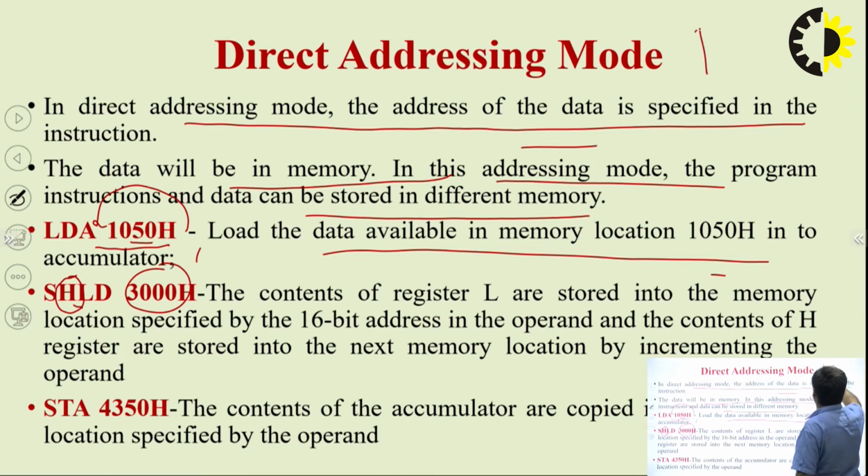Let us see, there is some stack, and the HL register pair holds some value. After this instruction, this value will go into 3000H. The contents of register L are stored into the memory location specified by the 16-bit address in the operand, and the contents of register H are stored into the next memory location by incrementing the operand. So after executing it, the value will go into the next memory location. For example, if this is memory location 2000H, the HL register pair content will go into the next memory location.